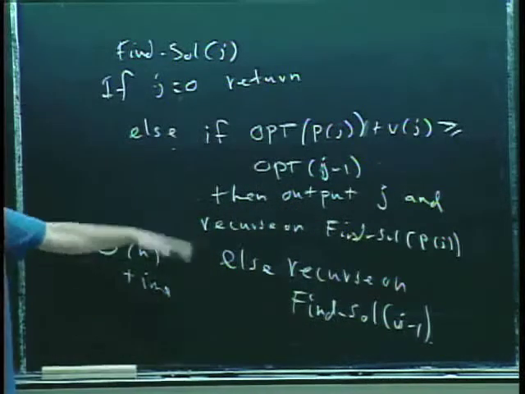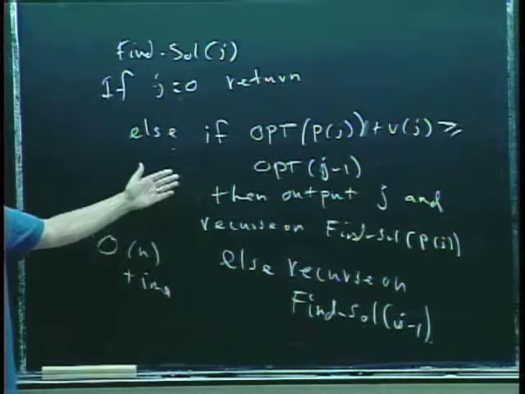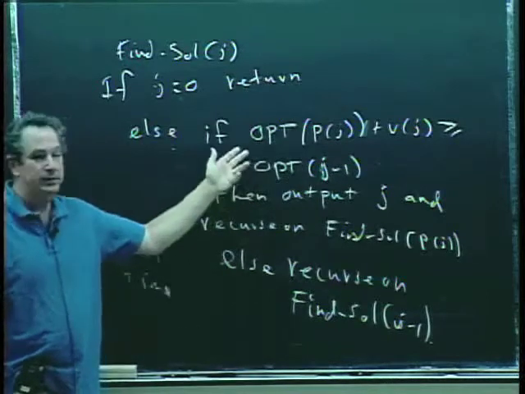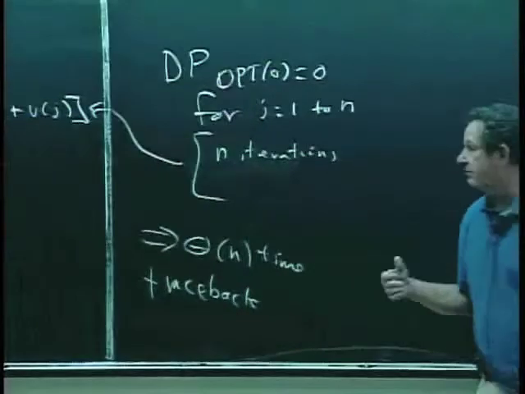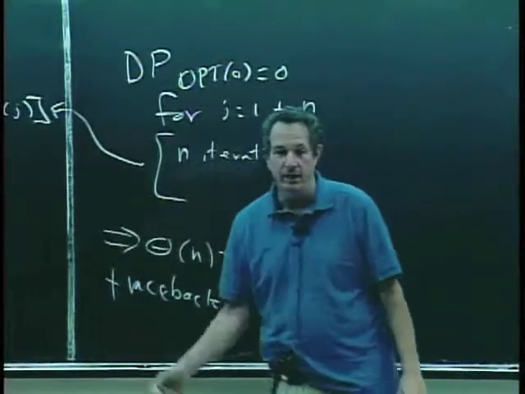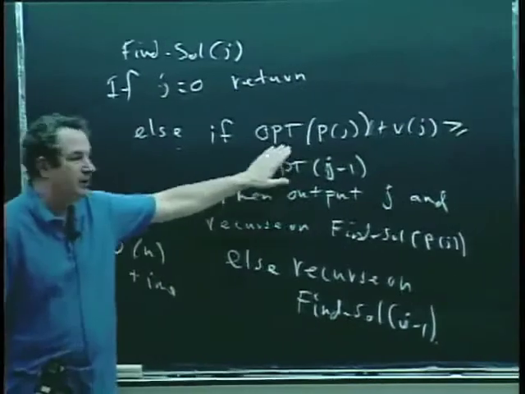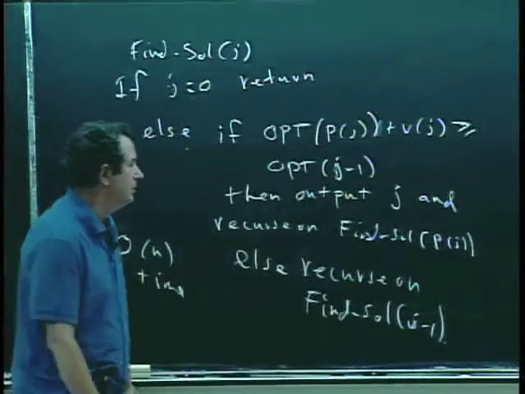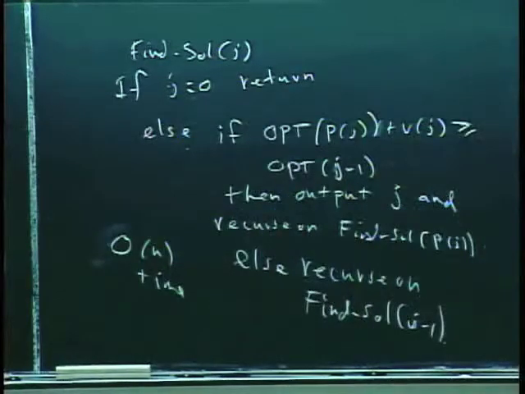Now, I don't like this style of traceback myself because you're actually doing comparisons, things that are similar to what you were doing in the forward evaluation of the recurrences. And if you just leave pointers when you're going forward, you don't even need to do these comparisons. So these comparisons are really unnecessary and redundant. And here's what I mean by that.